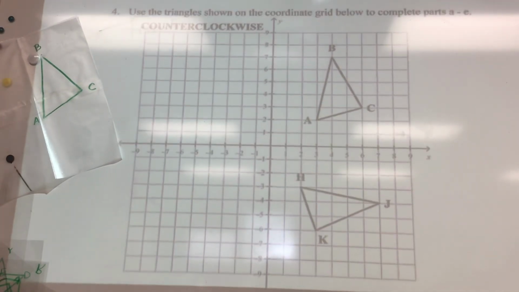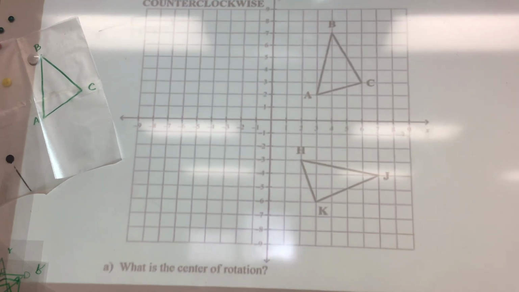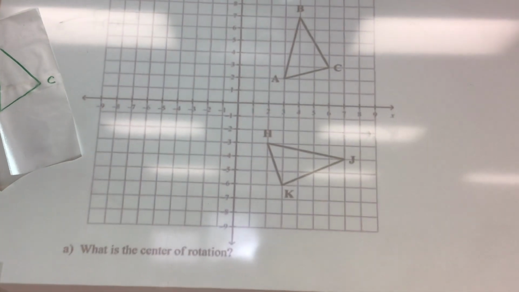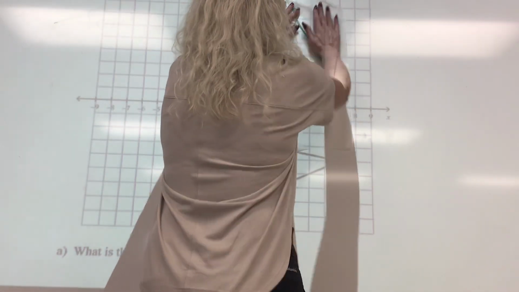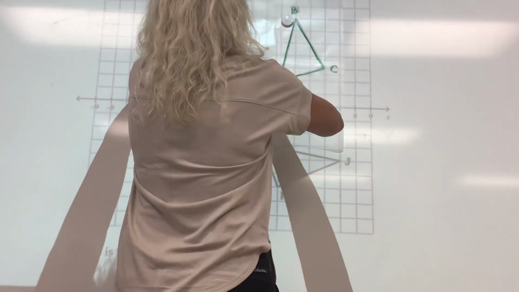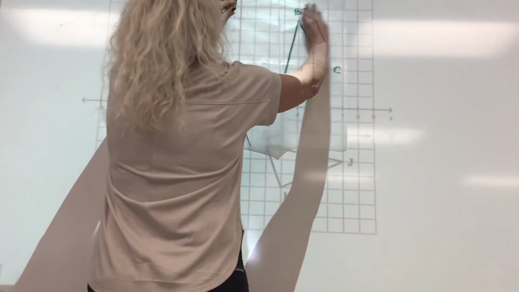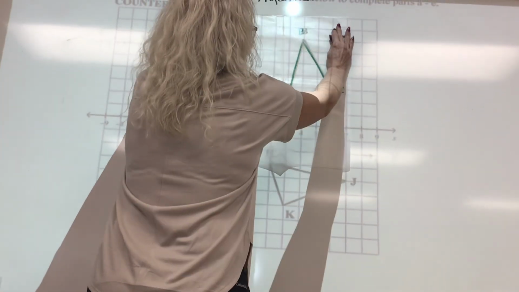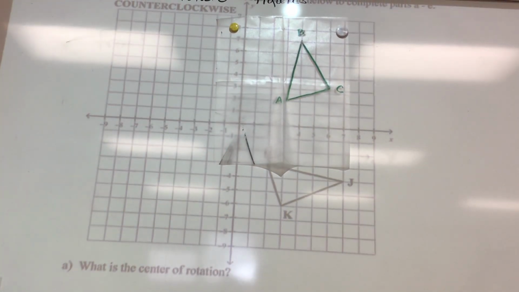So, continuing with our packet from yesterday, number 4 says use the triangle shown on the coordinate grid below to complete parts A through E. And here again, I have triangle ABC, correct? Alright. Part A, it says, what is the center of rotation?